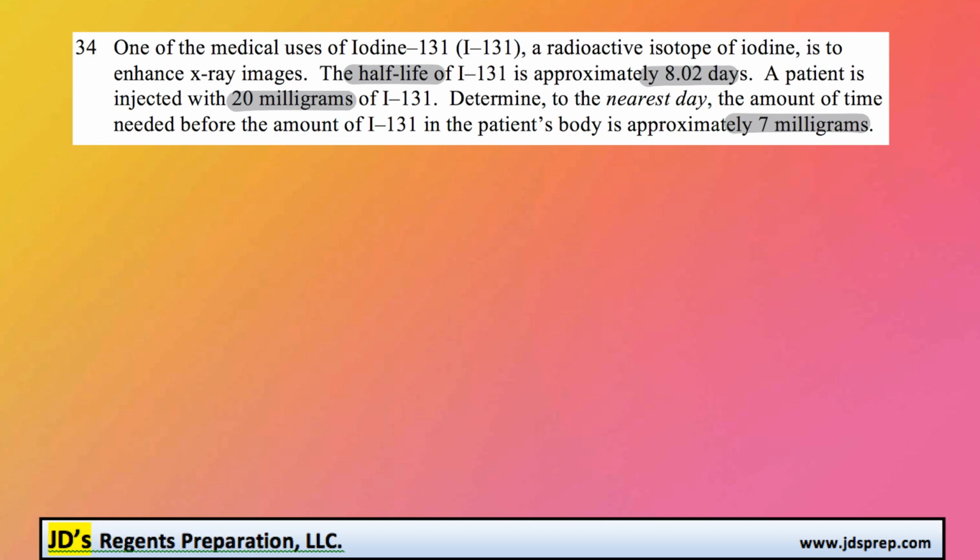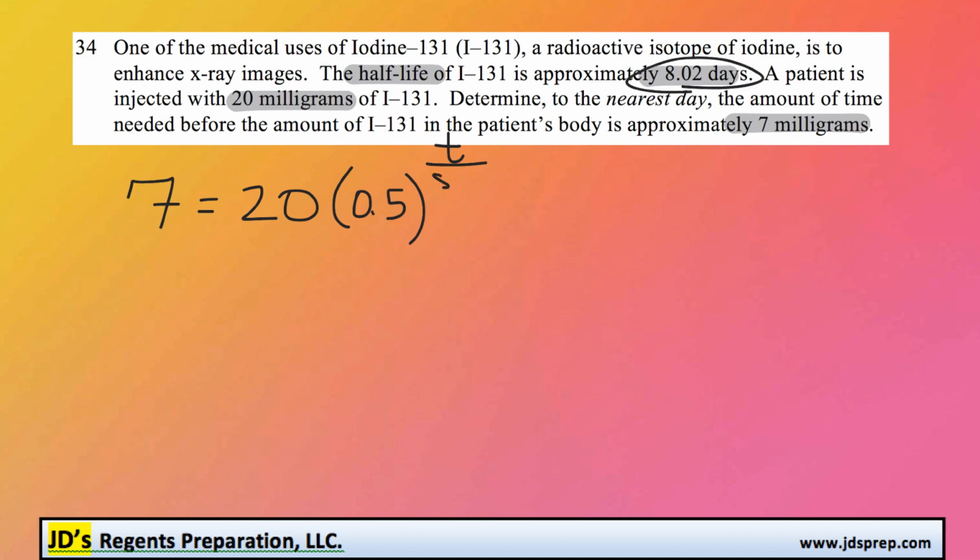So in order to solve this question, you would have to have memorized the half-life formula, and that would be that the final amount is going to be equal to the initial amount multiplied by 1/2 to the power of T over H. Now we do know that the half-life is 8.02 days, so we can put that in there. Great, so now we've got an equation, and we're going to be solving for T.